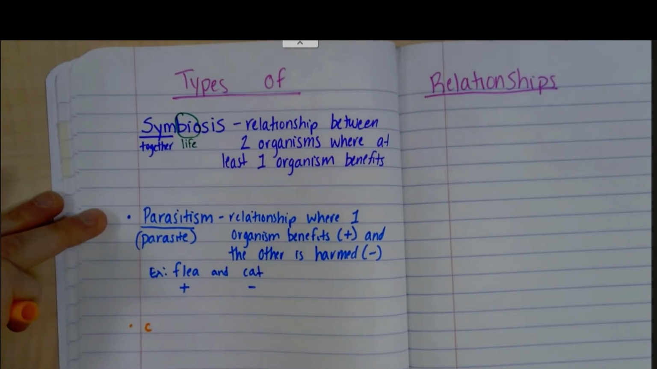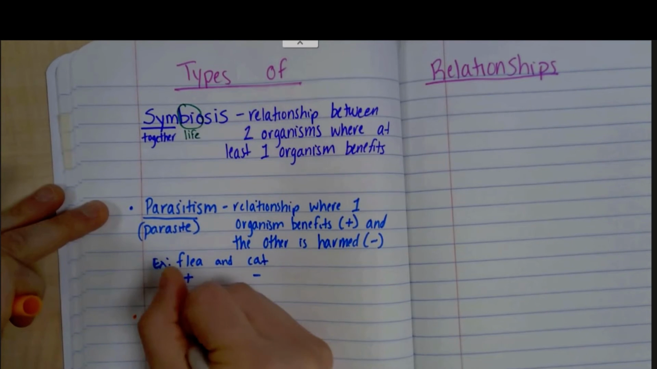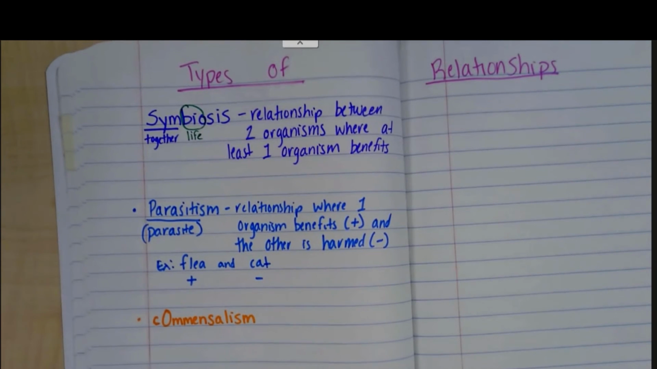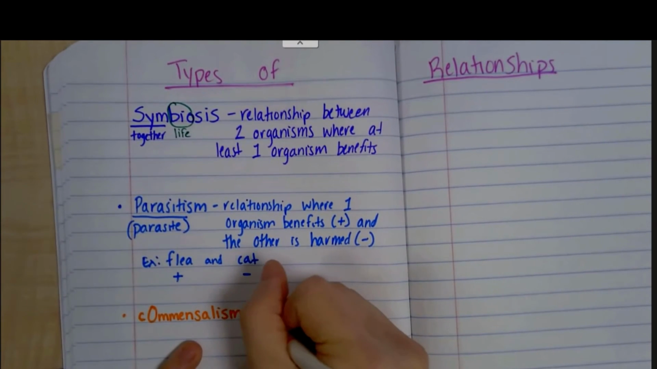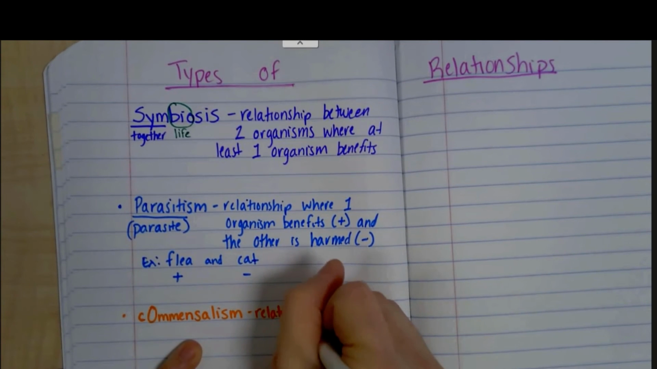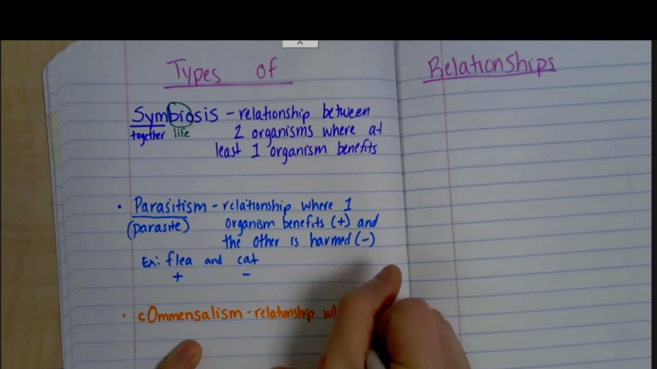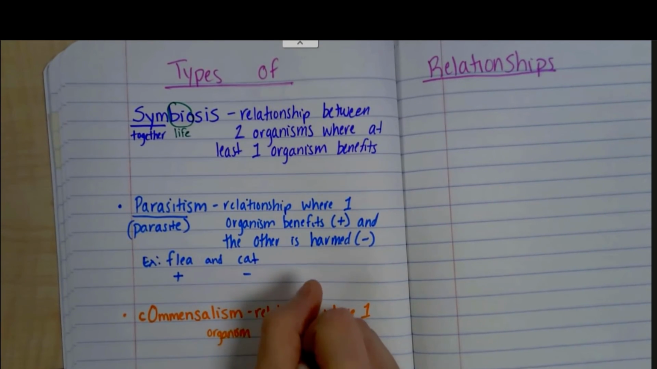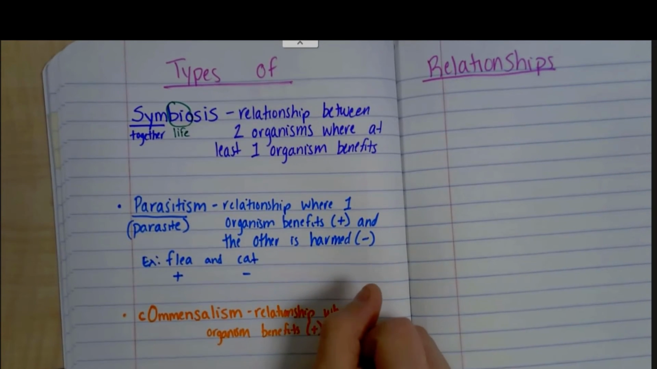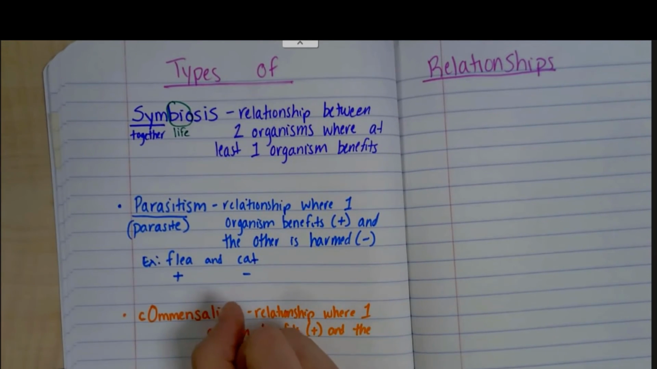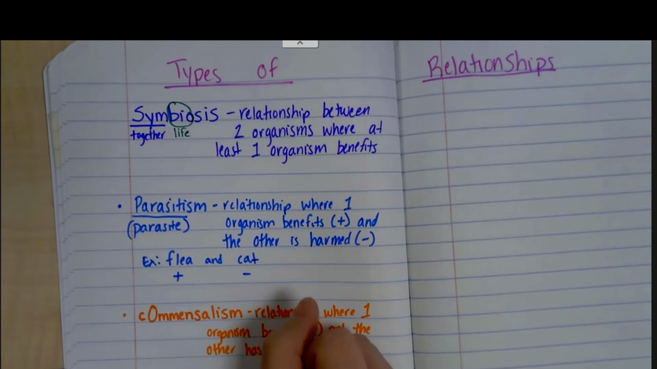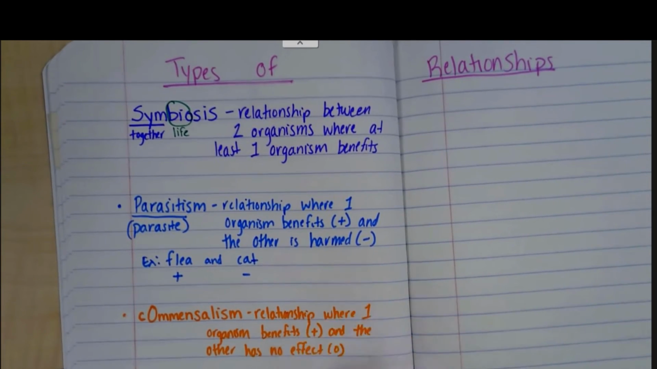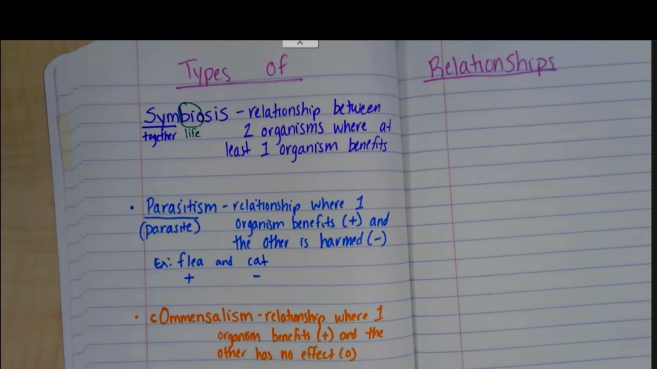And the way I do it is I write a C and then it's a big O, MENSALISM. So commensalism, that's a relationship where one organism benefits, that's a plus, and the other has no effect or impact. So that would be like a 0, because if you add 0 to anything, it doesn't matter.